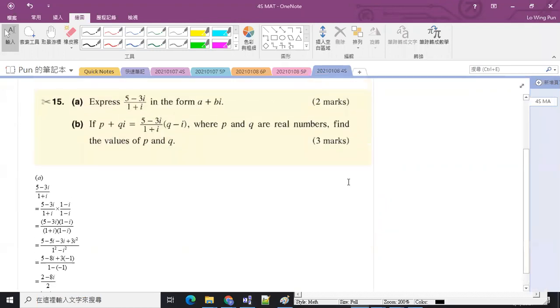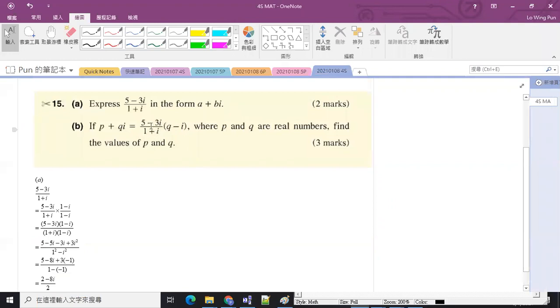And then part B: if p plus qi is equal to this, where p and q are real numbers, find the value of p and q.